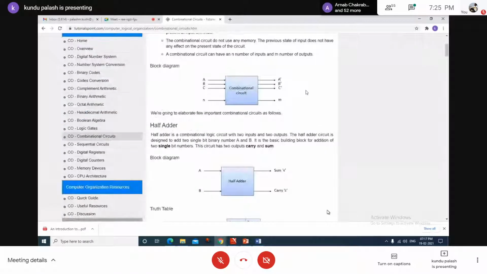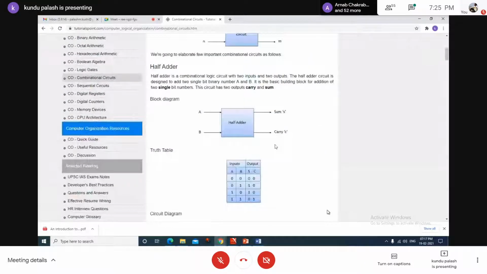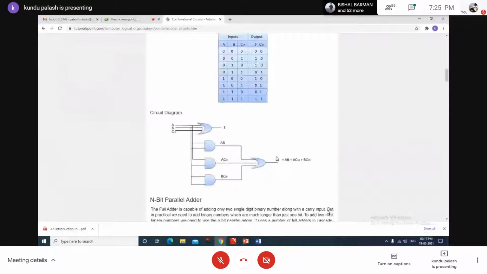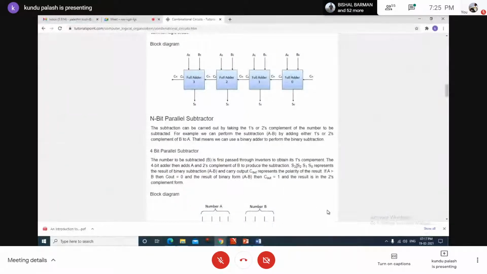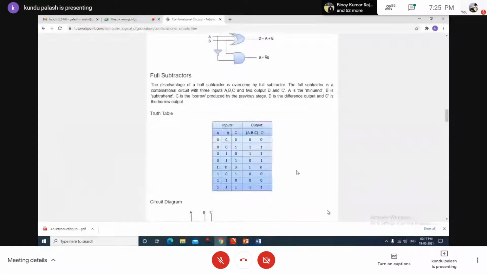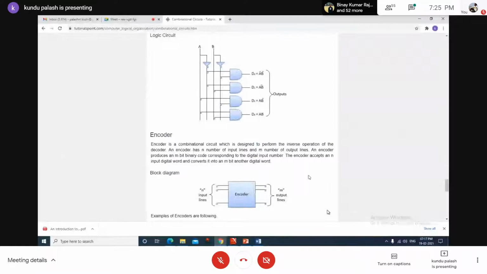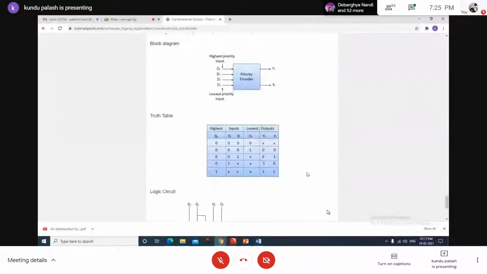What is the role of combinational logic circuits, like the half adder and full adder? These are the things. Knowledge of the parallel adder subtractor is very much required to understand how the microprocessor internally performs arithmetic logic operations.